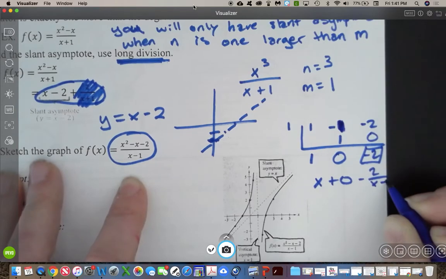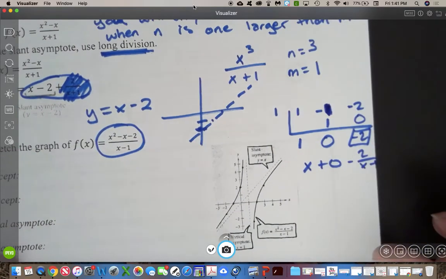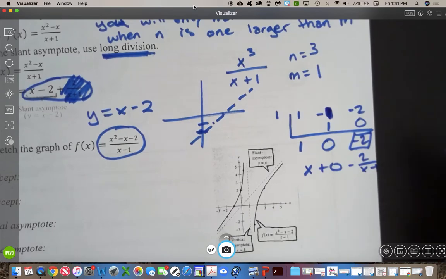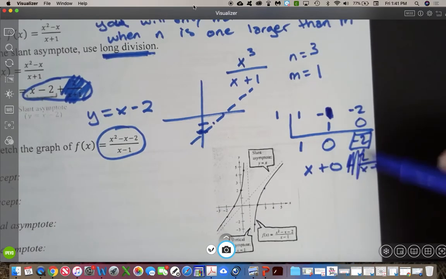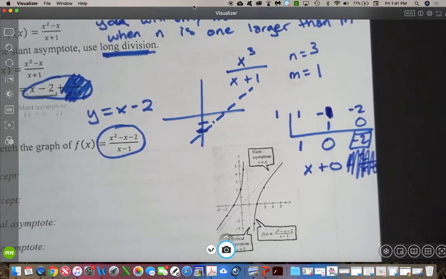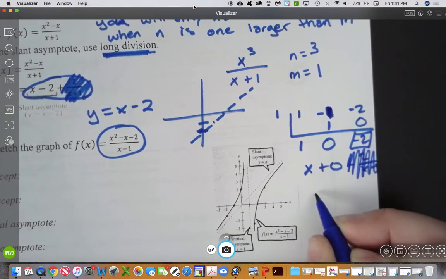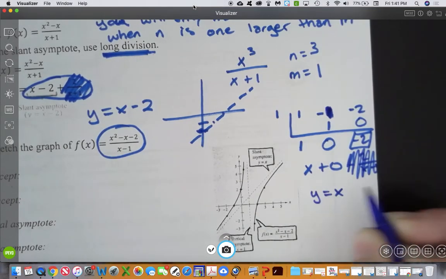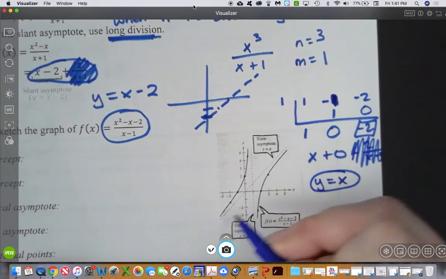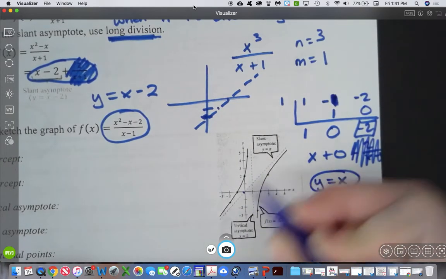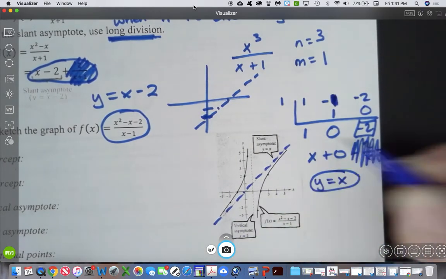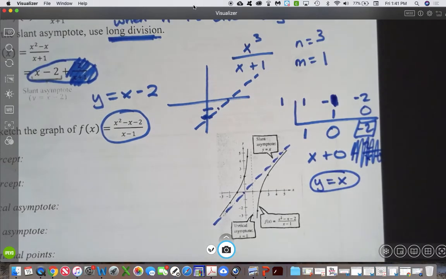But there's no 0, we don't care about the remainder. So what's the equation of our slant asymptote? y equals x plus 0, or just y equals x. Now y equals x starts at 0 and goes up 1 over 1 like this line says. Right? Okay, y equals x is that slant asymptote.